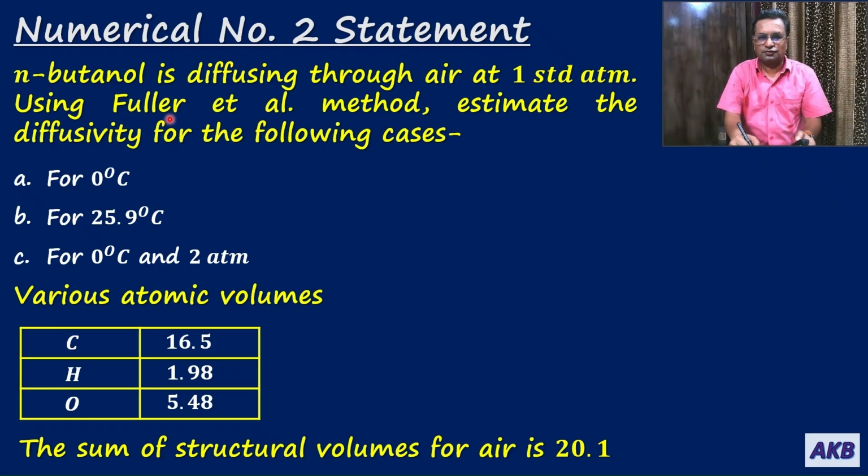And by using the Fuller et al. method, we have to find out the diffusivity for various cases. For 0 degrees Celsius and 1 atmosphere, for 25.9 degrees Celsius and 1 atmosphere, and in the third case, we have to get it at 0 degrees Celsius and 2 atmosphere pressure. So let us move ahead.